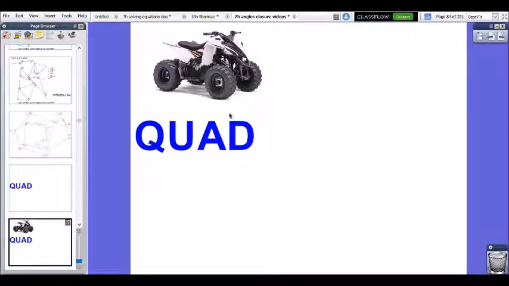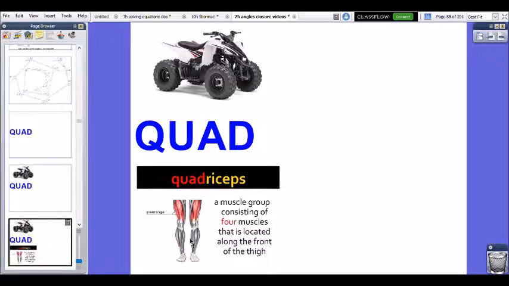A quad bike is a bike with four wheels. Some more that I could think of were our quadriceps. Quadriceps are the muscles on the front of your leg just above your knee, and that massive muscle is actually four muscles in one.